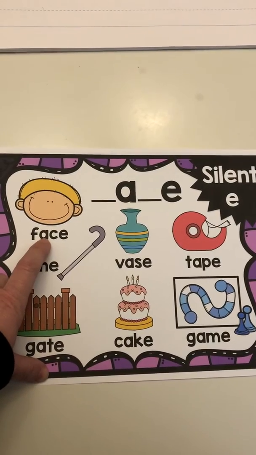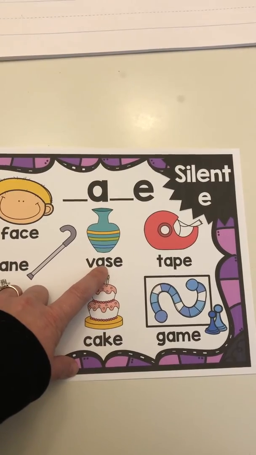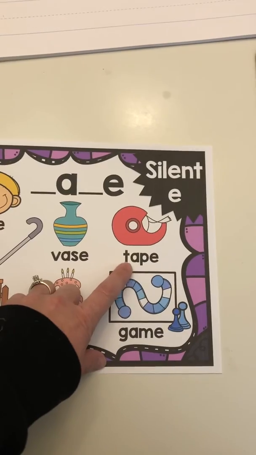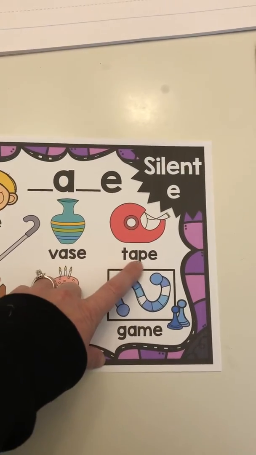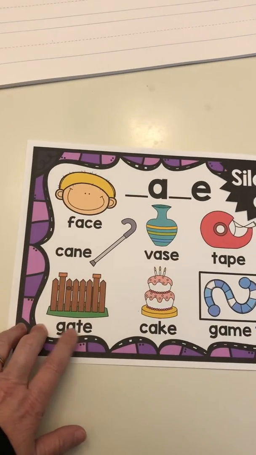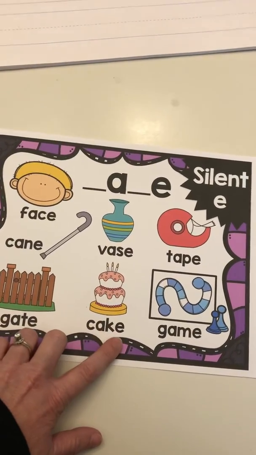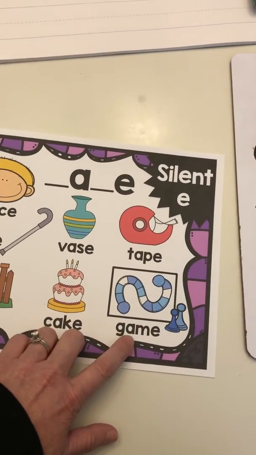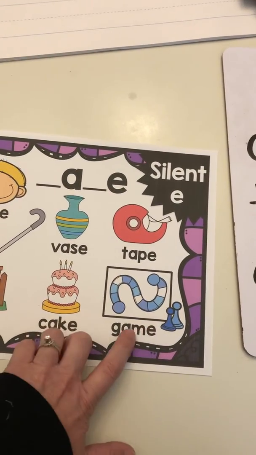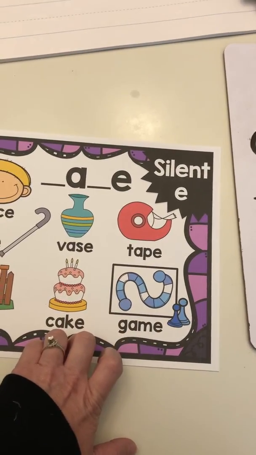Face, f, a, face. Vase, v, a, s, vase. Tape, t, a, p, tape. G, ate, gate. K, ache, cake. And G, aim, game. Now, if that E were not there, it would say ah, but since it is there, it says its name, A, okay?